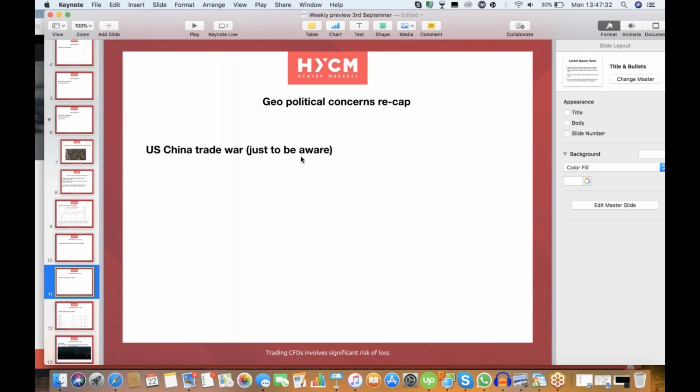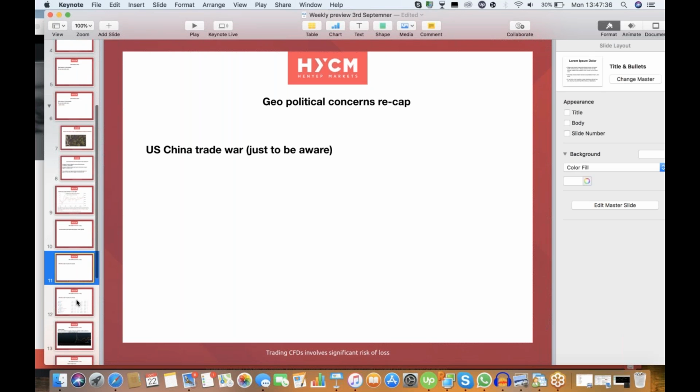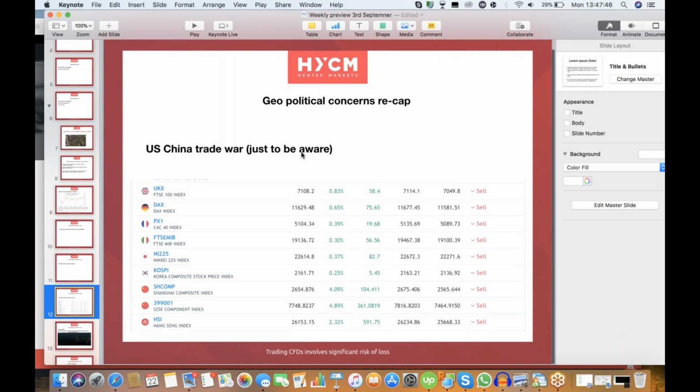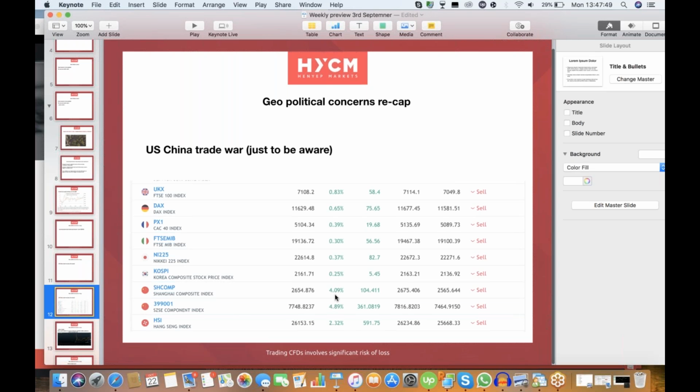The geopolitical concerns for the US-China trade war. Now, this is something that's constantly been weighing on the markets. And last night there were some quite big moves out of China, particularly the China equity market. And you can see here that the Shanghai Composite was up a full 4.09%. The Hang Seng was up 2.32%. The component index here was 4.89%.